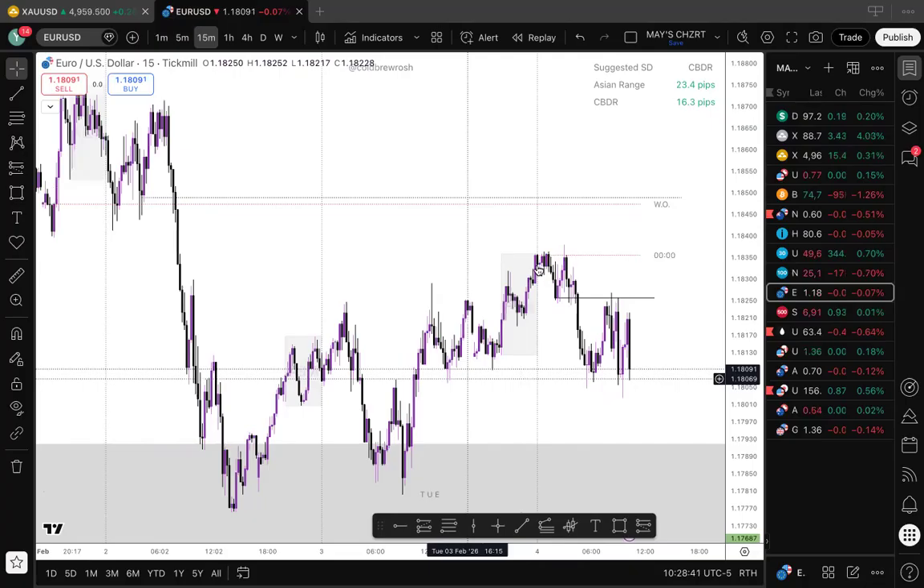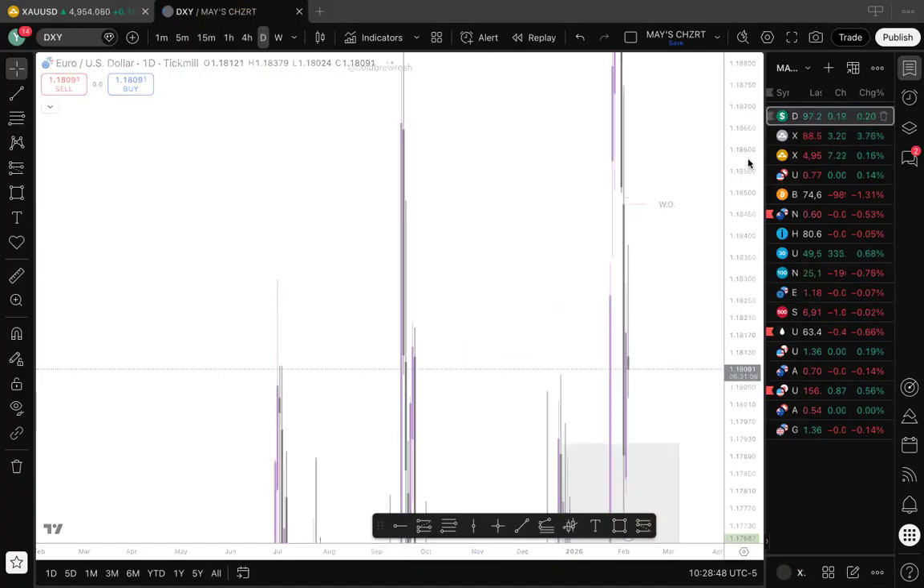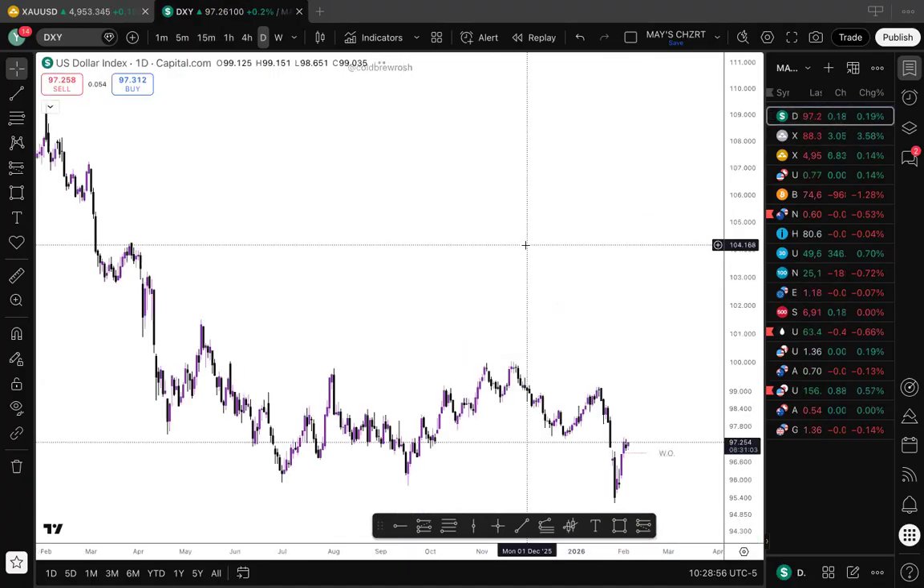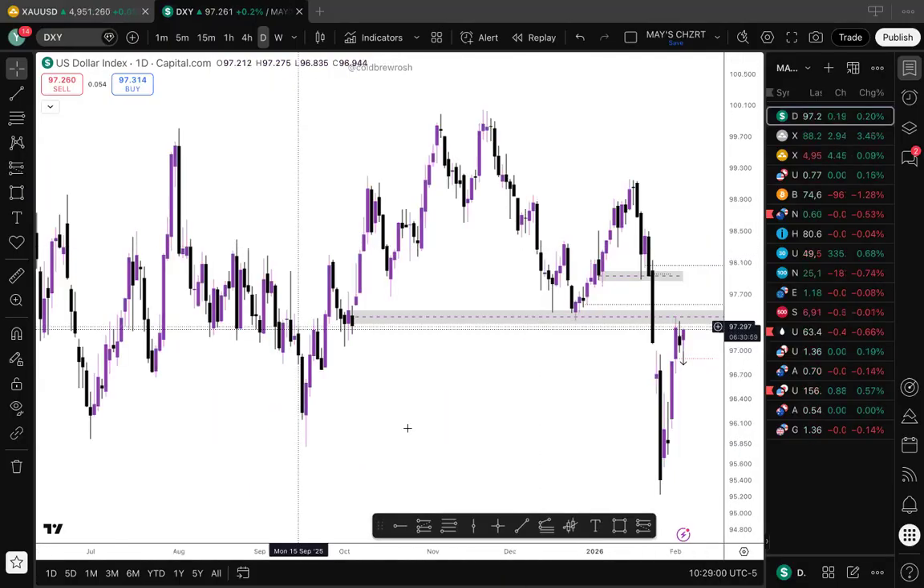And also on the daily time frame on DXY and EU, would you consider that a 3 Indian pattern? Check the daily time frame. Daily time frame DXY. 3 Indian pattern. Oh, on these lows, right? Yeah.